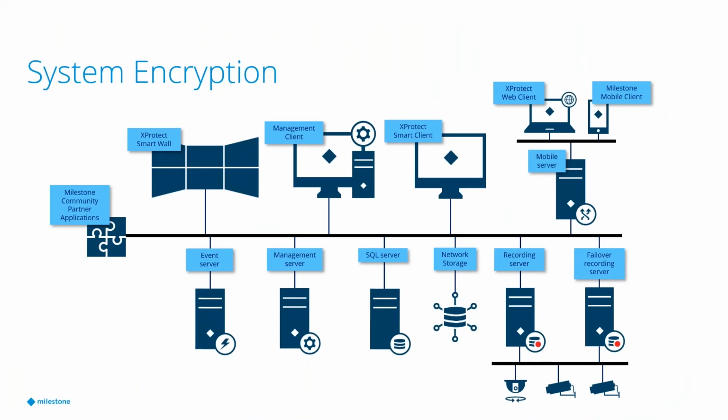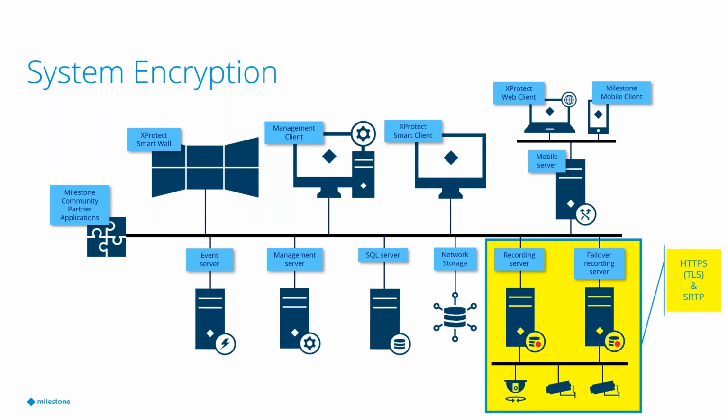So let's go back to that system communication diagram. How do we break those up? Well, the recording server, failover recording server, and devices all can be lumped together into recording server encryption. We do that over HTTP, or HTTPS, which can be TLS or SSL. And we can also utilize SRTP in some cases.